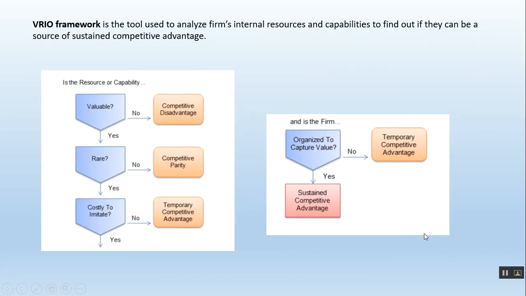Then you have the VRIO framework, which is a tool used to analyze a firm's internal resources and capabilities and to find out if they can be a source of sustainable competitive advantage. And it's relatively simple. It's asking questions about the resources or capabilities within the firm in terms of the products. Are these valuable products? And if the answer is no, then it's a competitive disadvantage. If the answer is yes, then you would ask the next question.